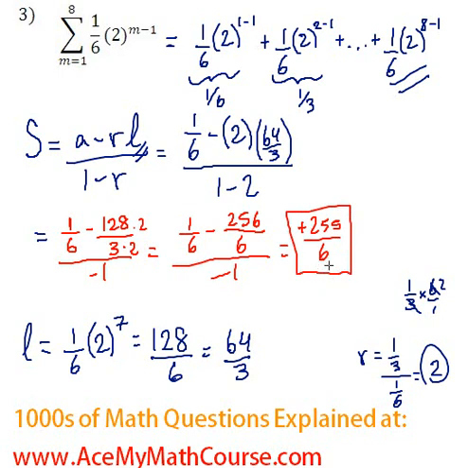And that will be the sum of our series, 255 over 6, which in decimal form is just equivalent to 42.5. That's it.